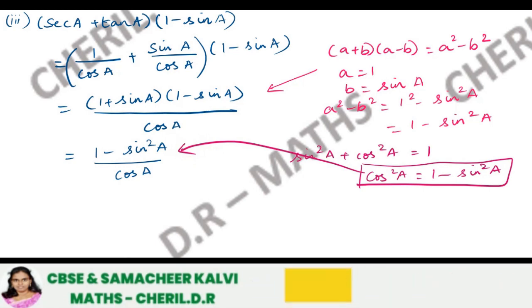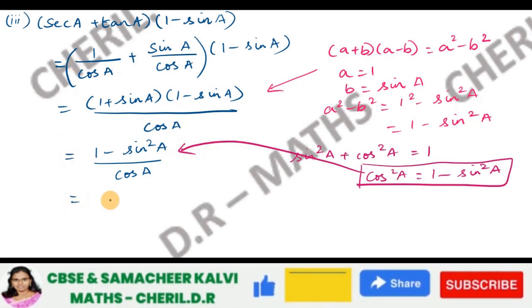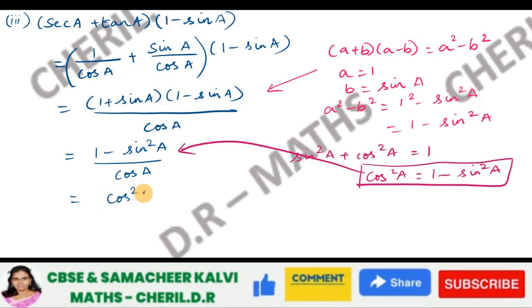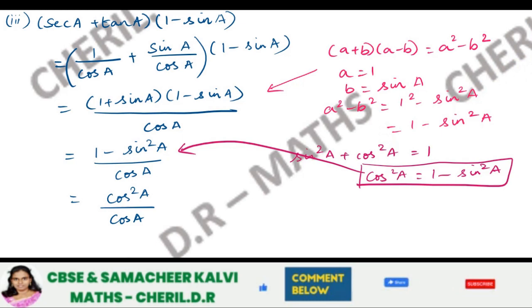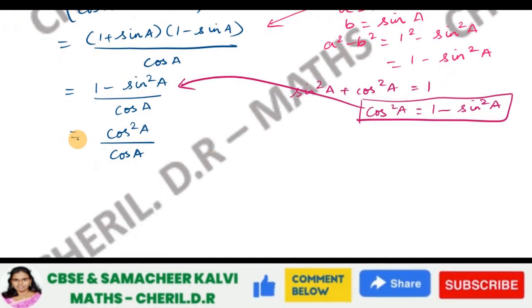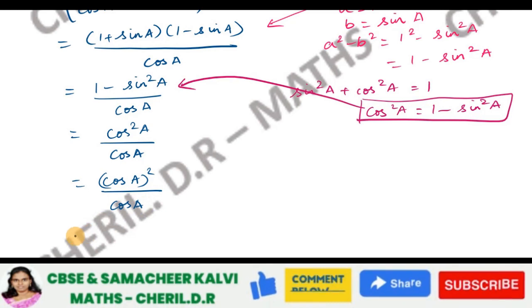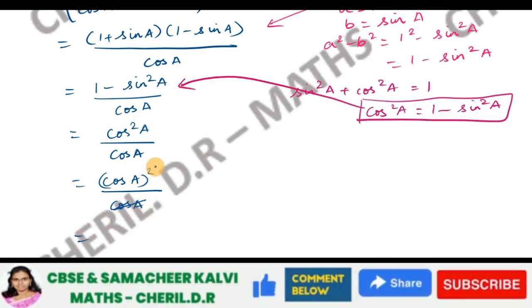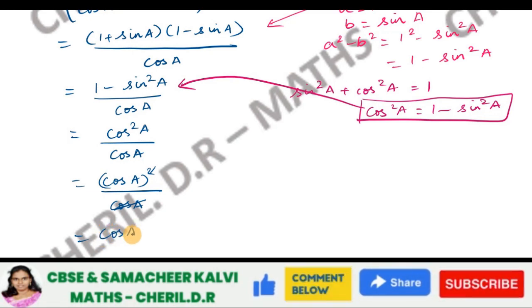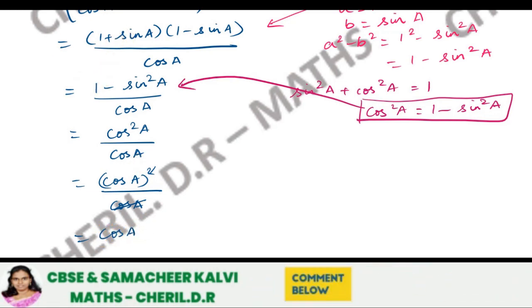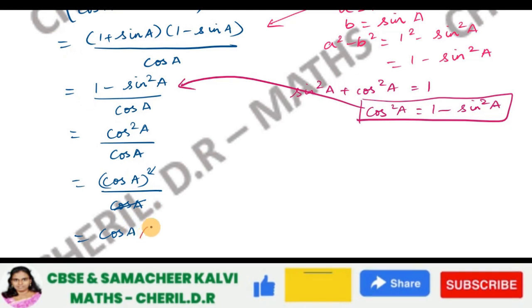Okay, so substituting that, we will get cos square A divided by cos A. So cos square A is nothing but cos A the whole square. Cos square A means cos A the whole square only divided by cos A. So what will that be? Cos A and 1 cos A will get cancelled. So you will get the answer to be cos A. Okay. So this will be the answer for the question.